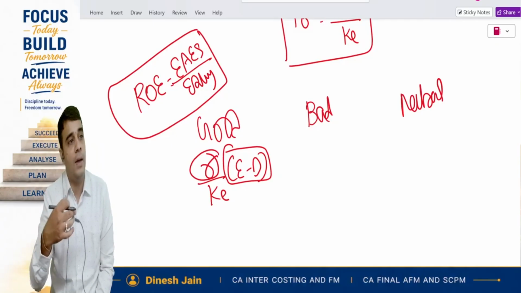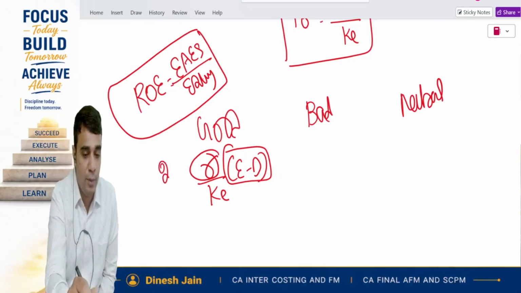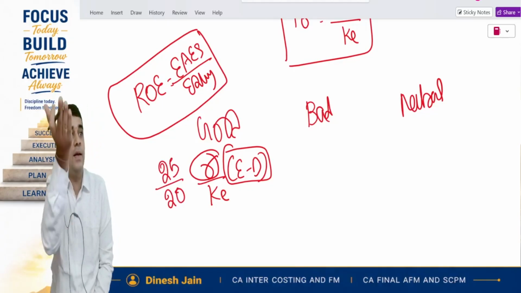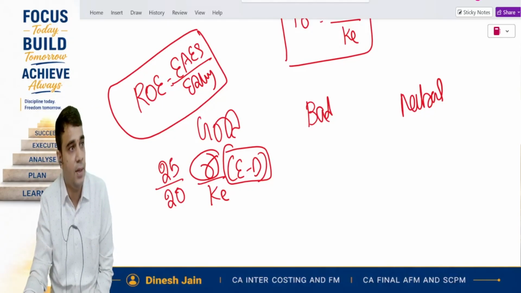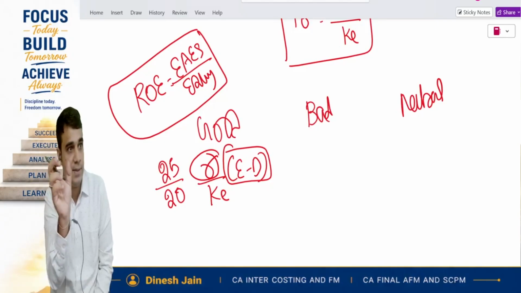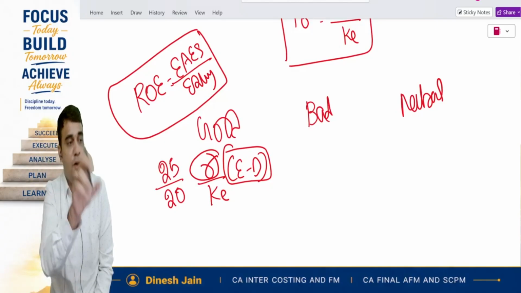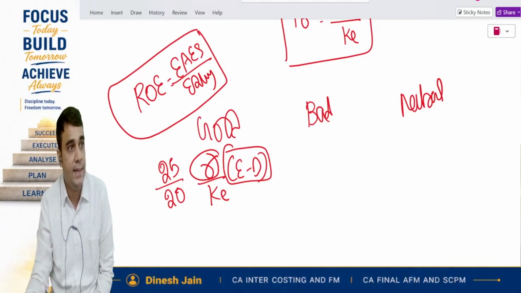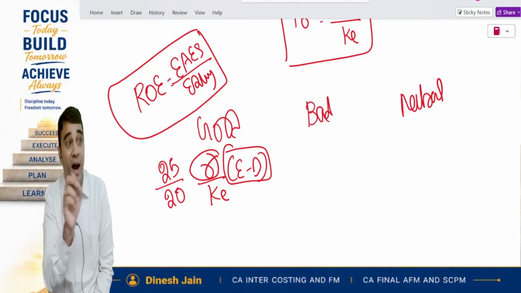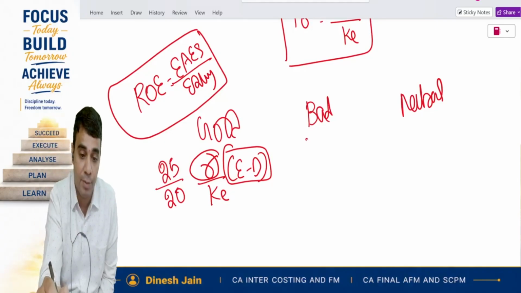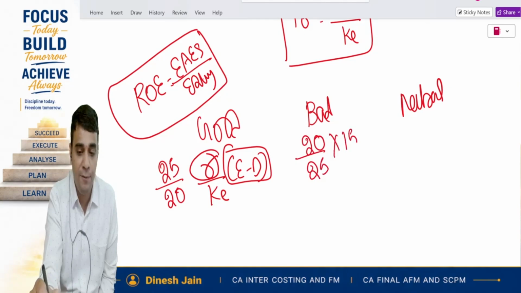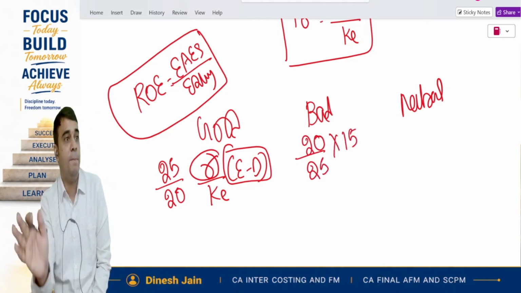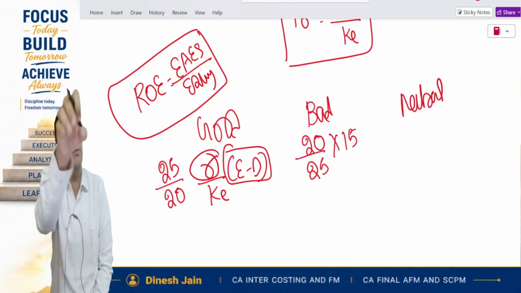Now, if I am a good company, R could be 25, KE could be 20. Indirectly, this value will get inflated. That E minus D is 15 rupees, but when you multiply with this, it may become 18 rupees. It can be a bad company: R is 20, K is 25. When you multiply 15, random number, okay, that 15 value may become 12.